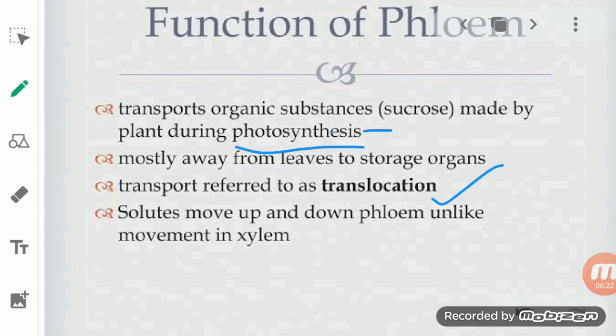Now solute moves up and down in the phloem, unlike the movement in the xylem. So student, in xylem the movement is always upward, because the water is taken up by the stem. First of all, that water is taken up by the roots from the soil. Now the water has to be used by the leaves of the plant for the preparation of the food.